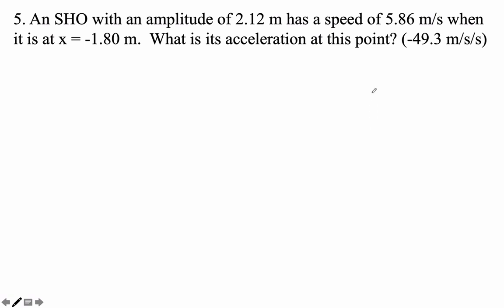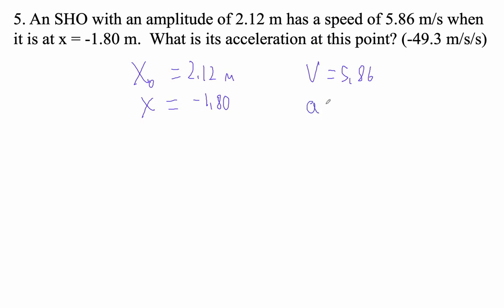All right, let's take a look at this. A simple harmonic oscillator with an amplitude of x naught, so the amplitude is 2.12, has a speed of 5.86 when it is at x equal to negative 1.80. What is its acceleration at this point?